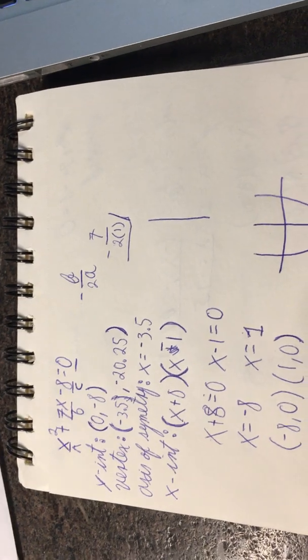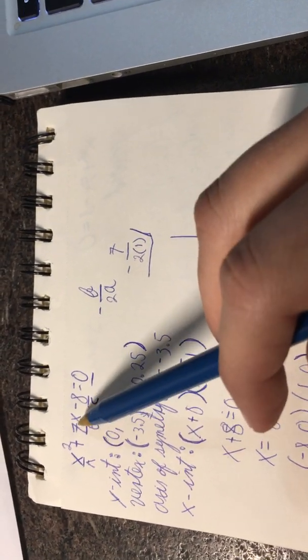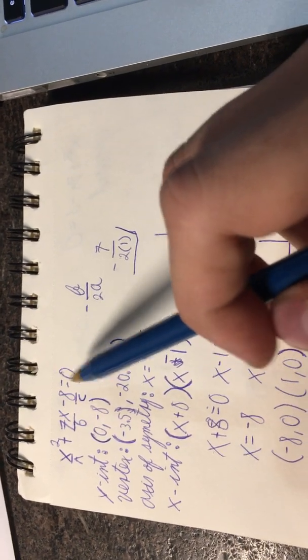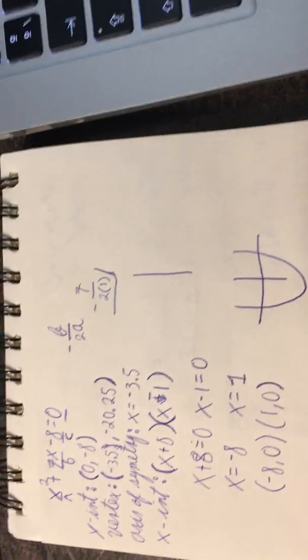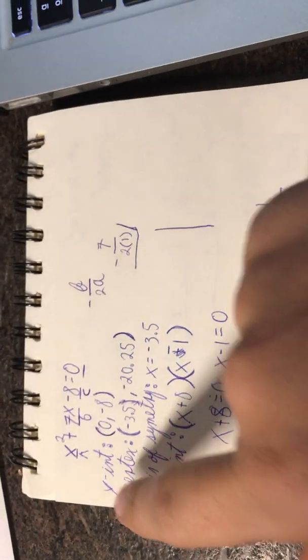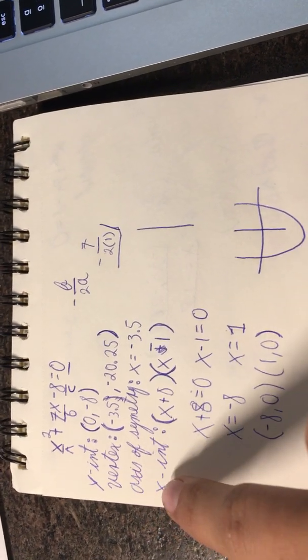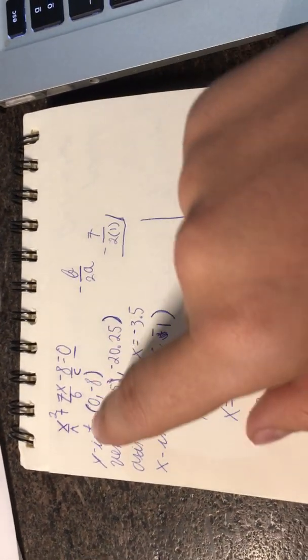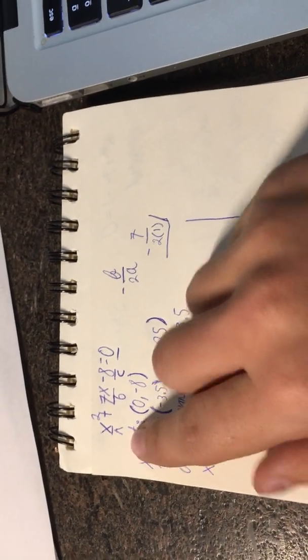What we're going to do is to write our equation: x squared plus 7x minus 8 equals 0. This will be our quadratic equation. And we need to take into consideration these four parts: the y-intercept, the vertex, the axis of symmetry, and the x-intercept.